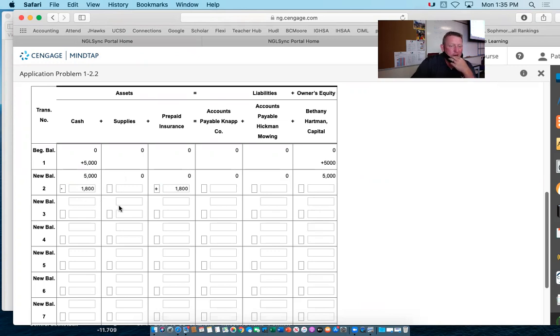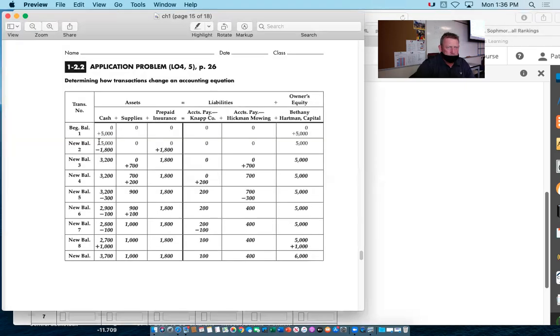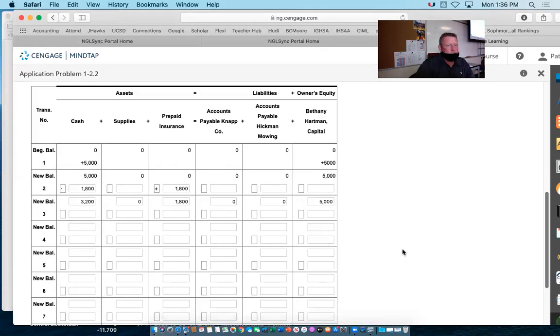So then we need to put the new current balances. So this would be 3,200. That'll be 0. This is 1,800, right? 0, 0, 5,000. You guys agree? You subtract 18 from 5, get 32. 32, 0, 18, 0, 5, yeah.